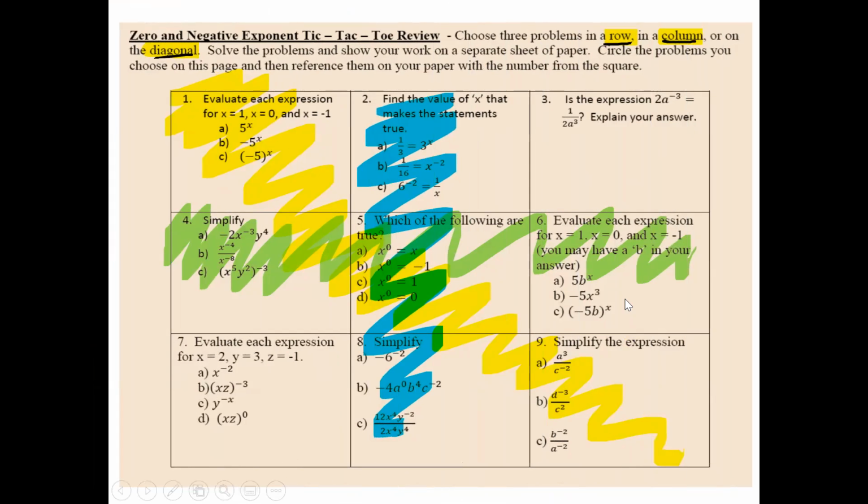All right, let's go on to the tic-tac-toe review, okay? It says choose 3 problems in a row, in a column, or diagonal. Row means you're going this way, column means you're going this way, diagonal, of course, is like across like this. Solve the problem, show your work on a separate piece of paper, and actually you could just show your work on this piece of paper, circle the problem you chose on this page, and then reference them on your paper from the number. So you could pick any 3 questions that you would like, whether it's in the yellow diagonal, in the green horizontal in the row, or in the blue, which is column or vertical. So pause the video and pick any 3 questions to make a tic-tac-toe.